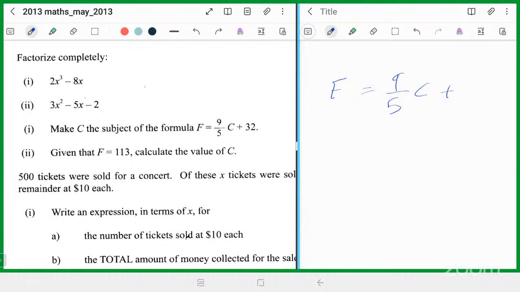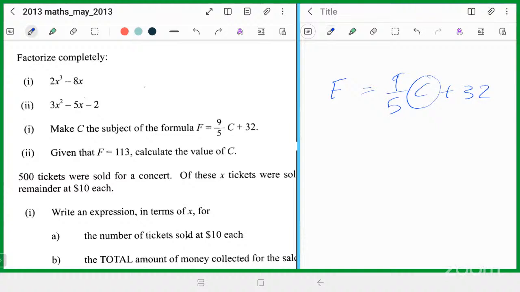All right, I want to make C the subject. I like to transpose away from it. Transpose everything away. Sometimes when you transpose, you reverse the operation. I'm going to move this 32 first, since it's subtractive.